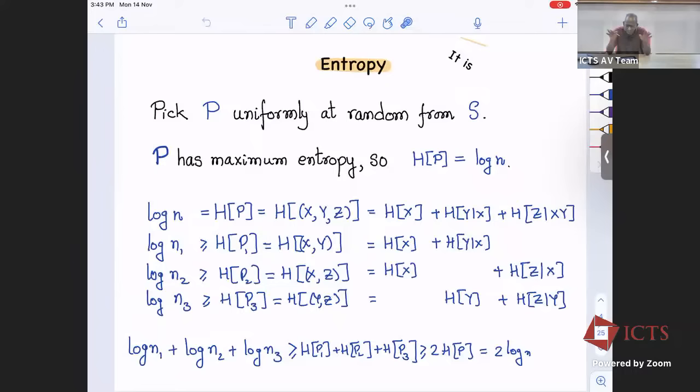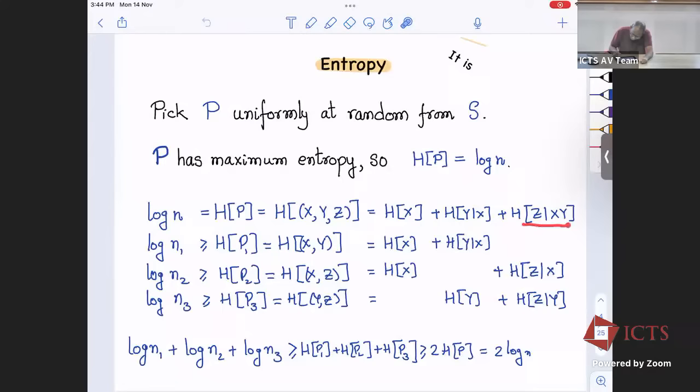So here's the point P, and P consists of three pieces of information, X, Y, and Z. And X, Y, and Z need not be independent. It depends on the way the points are arranged. In any case, this entropy can be expanded just as you expand probabilities, except that since we are working with logs instead of products, you get plus signs. So the entropy of X, Y, Z will be the entropy of X plus the entropy of Y given X. How much information do you learn from knowing Y once you already know X? And the entropy of Z given X, Y.